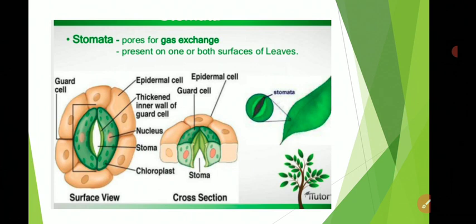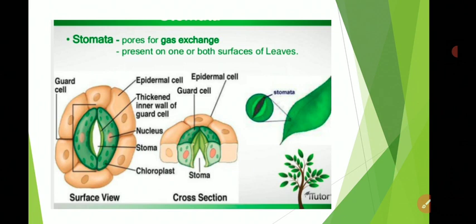These cells can become turgid and flaccid after absorbing and losing water respectively. When guard cells are in turgid state, stomata remain open, while when they are in flaccid state, stomata remain closed. Thus these guard cells regulate the opening and closing of the stomata. Environmental factors like light and water are concerned with the movement of the guard cells.